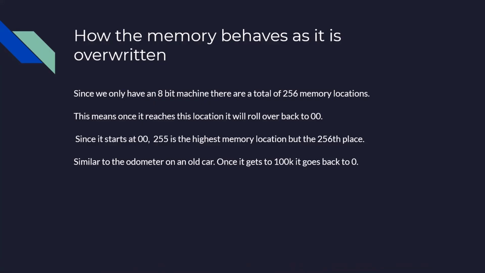Okay, so as you may or may not have noticed in the last example, if we had let that code continue to run, it would have continued to overwrite the memory locations. And that's kind of how this machine works because it's limited. Since we only have an 8-bit machine, there are only a total of 256 memory locations. And this means once it reaches that final location, it'll roll back over to 0, 0. But since the numbering also starts at 0, 255 is the highest memory location you can have, but it's only the 256th place.